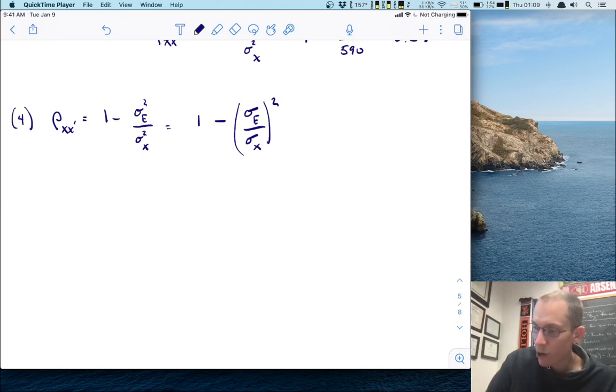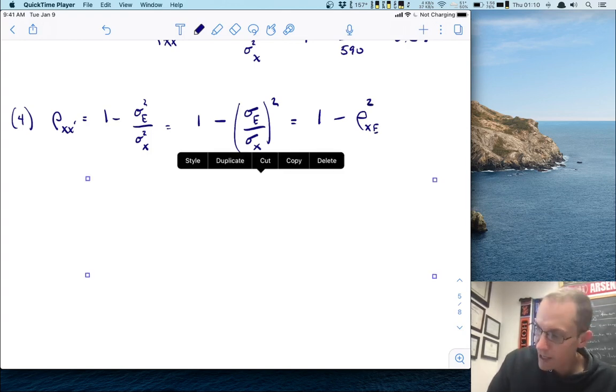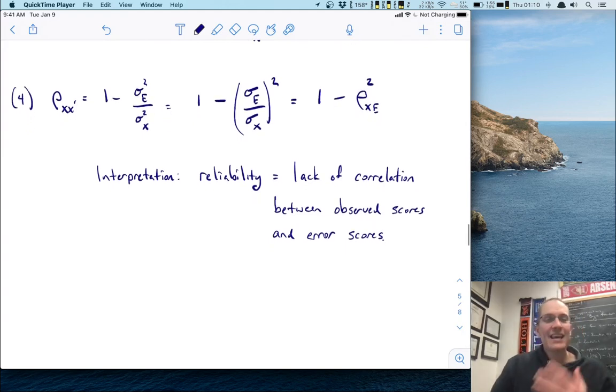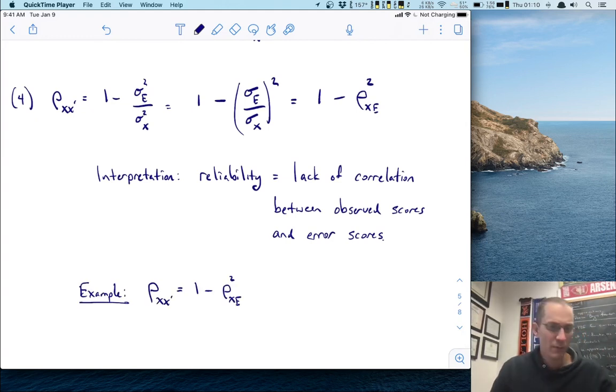Well, remember from what we did earlier, when you have sigma E over sigma X, that's the correlation between those two. So this turns out to be 1 minus the correlation rho between the observed scores and the error scores, squared. In interpretation, that tells us that reliability is the lack of correlation between the observed scores and the error scores, particularly the lack of squared correlation, but nonetheless, there it is. So yes, a fourth way to look. Let's see if we compute reliability this way, if we still get 0.59. It turns out we absolutely do.